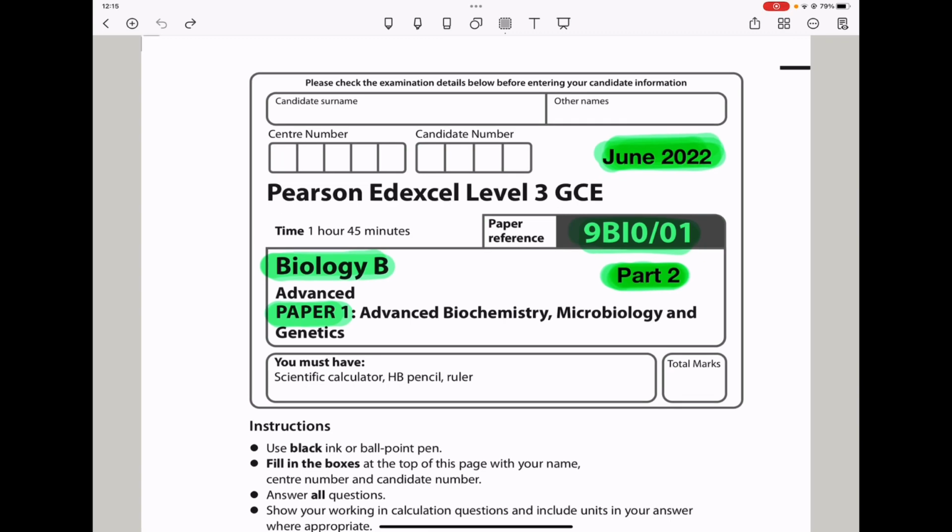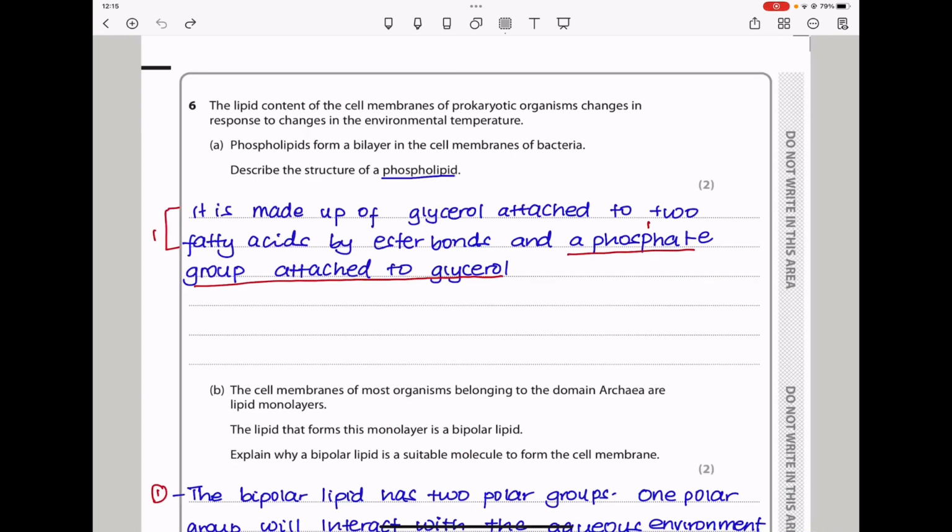Let's begin with question 6. The lipid content of the cell membranes of prokaryotic organisms changes in response to changes in the environmental temperature. Phospholipids form a bilayer in the cell membrane of bacteria. Describe the structure of a phospholipid. A phospholipid is made up of glycerol, which is attached to two fatty acids by an ester bond, and the phosphate group is attached to the glycerol.